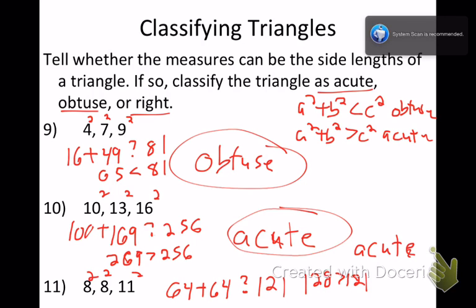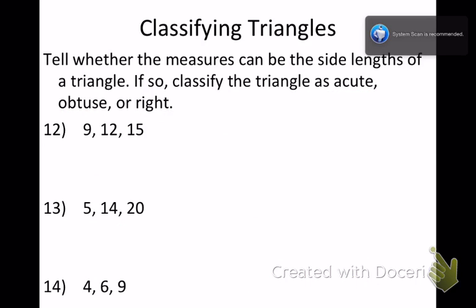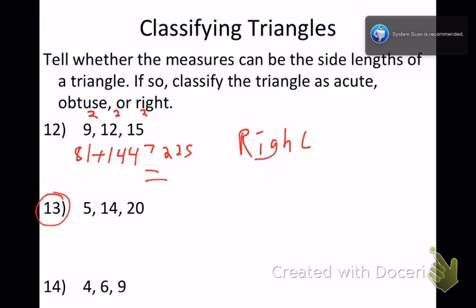Okay, so using that same idea there, take a couple seconds, try these three on your own. I'll let you know right now, 13 is a trick question. Let's walk through number 12 here. When I work it out, I get 9 squared, 12 squared, 15 squared. 9 squared is 81. 12 squared is 144. 15 squared is 225. When I do that, do they come out to be equal? If they're equal, that means that it is a right triangle, because that's basically what Pythagorean Theorem states.